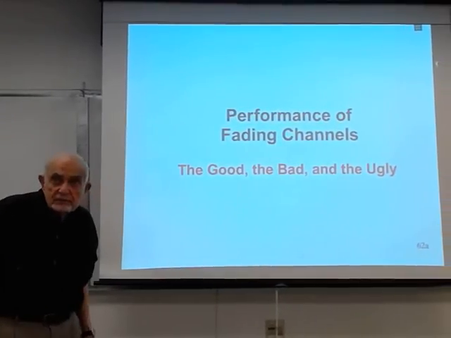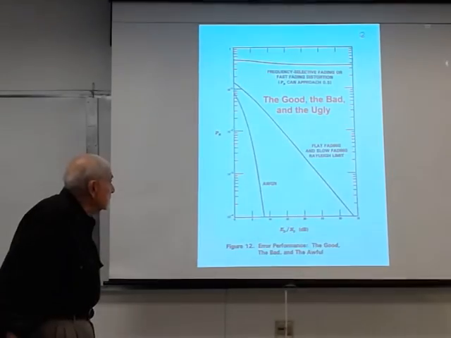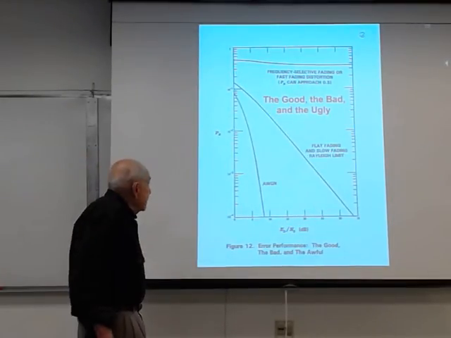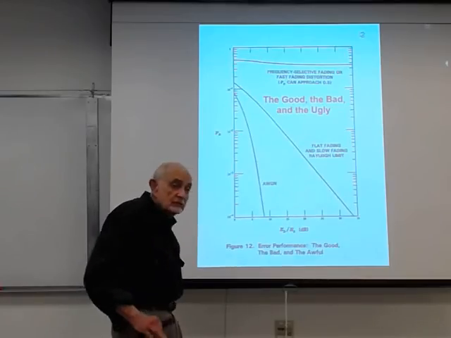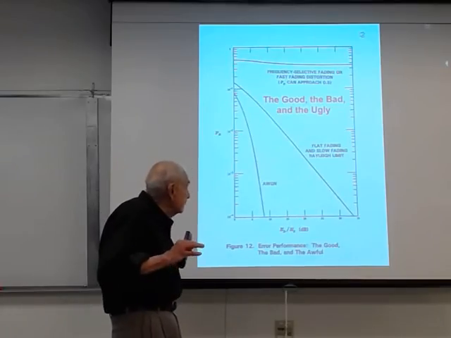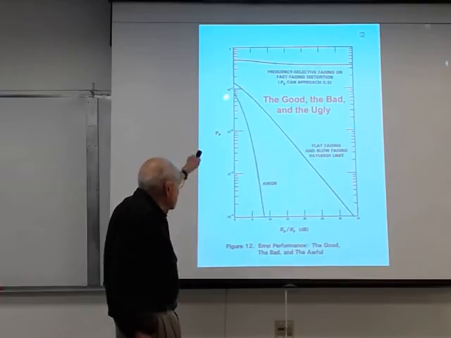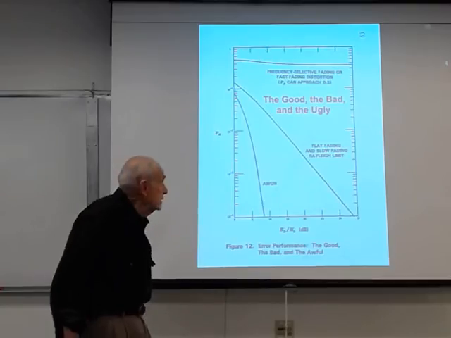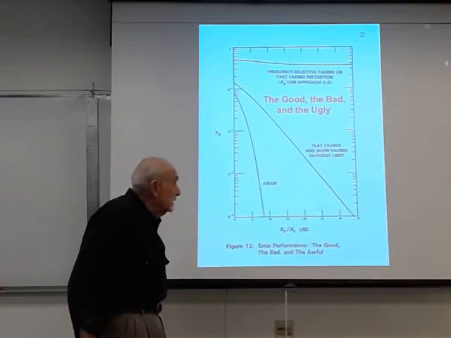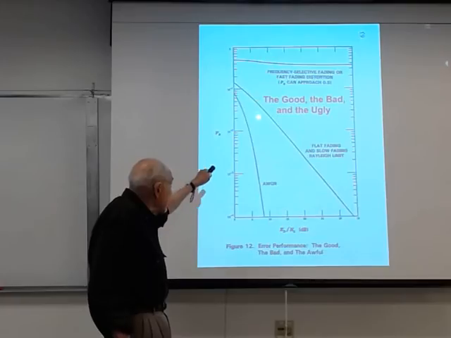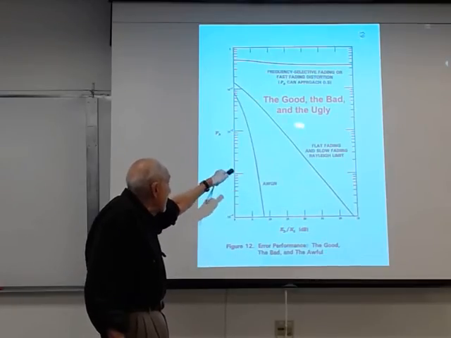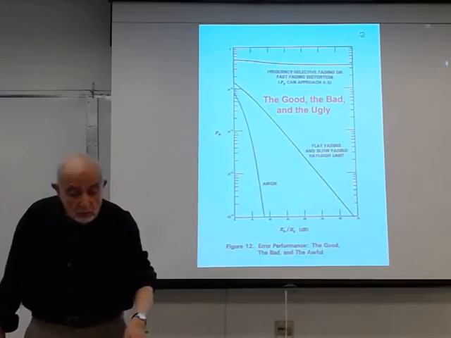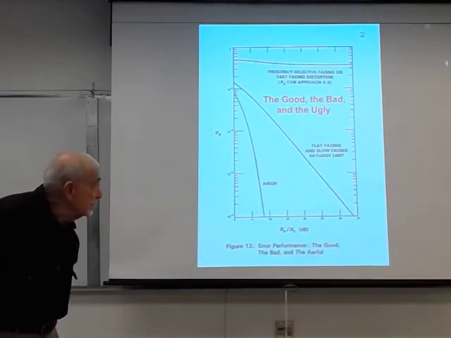Okay, let's talk about the performance: the good, the bad, and the ugly. Well, the good, we mean AWGN, and the Rayleigh limit for slow fading, flat fading, and I'm going to show you why it is this inverse straight line. And that's the bad. And when it gets worse than that, it can approach as horrible as probability of bit error being 1/2. That's the ugly.